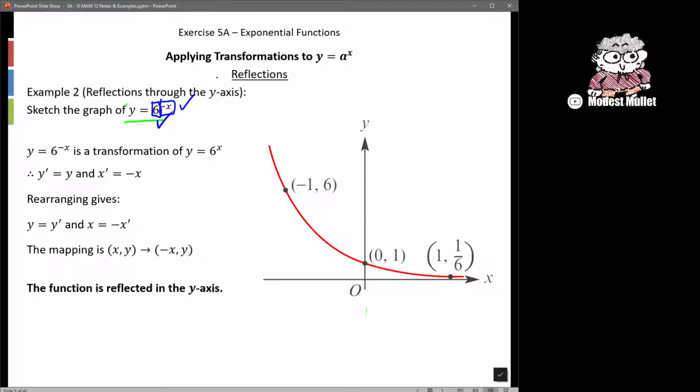So they're both written as needed. I can read those, thinking of what would be my most basic form. Well, it has to be y equals 6 to the x. What have I done? Well, I've replaced x with negative x. I can read that off straight away, or you can use the dash method as shown there. What do we know if x has been replaced with negative x? Well, that is reflect in the y-axis, or about the y-axis.